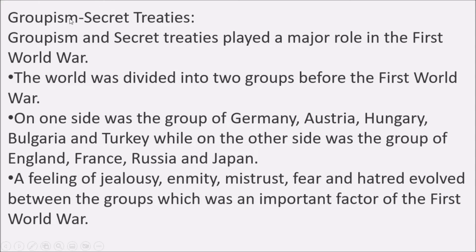Next, groupism and secret treaties. Groupism and secret treaties played a major role in the First World War. The world was divided into two groups before the First World War. On one side was the group of Germany, Austria, Hungary, Bulgaria, and Turkey, while on the other side was the group of England, France, Russia, and Japan. A feeling of jealousy, enmity, mistrust, fear, and hatred evolved between the groups, which was an important factor for the First World War.